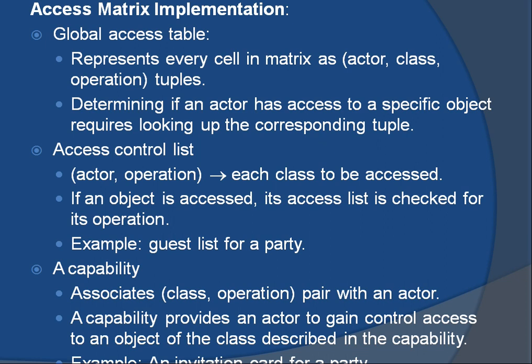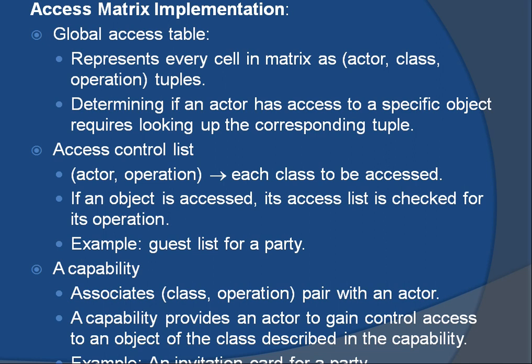The second option we can go for is an access control list. So the access matrix can be implemented using an access control list. It uses two sorts of information: each class to be accessed includes the actor and associated operation. If an object is accessed, its access list is checked for the operation. For example, we make a guest list when we want to throw a party.